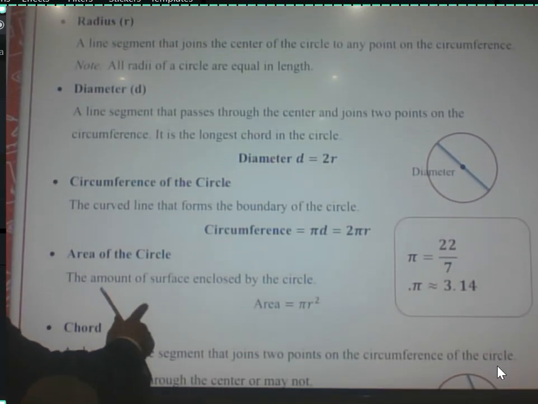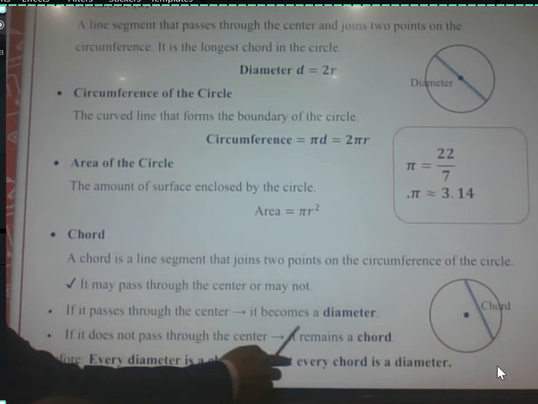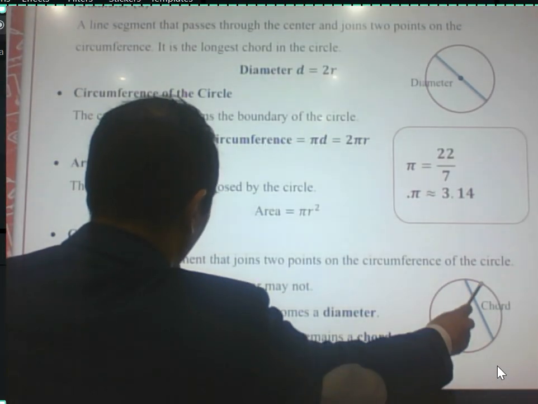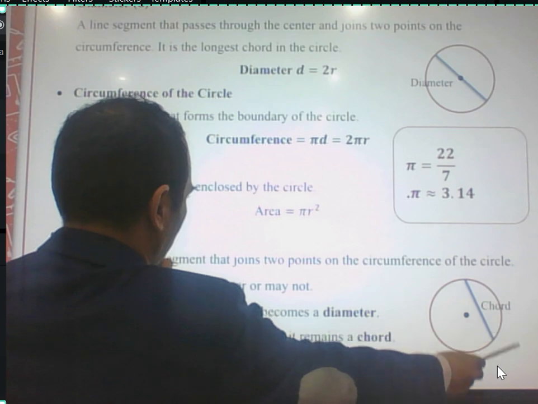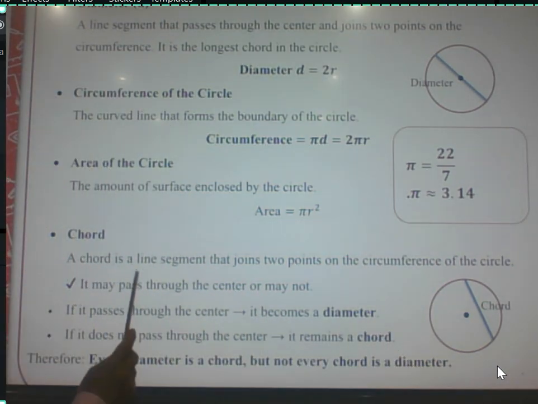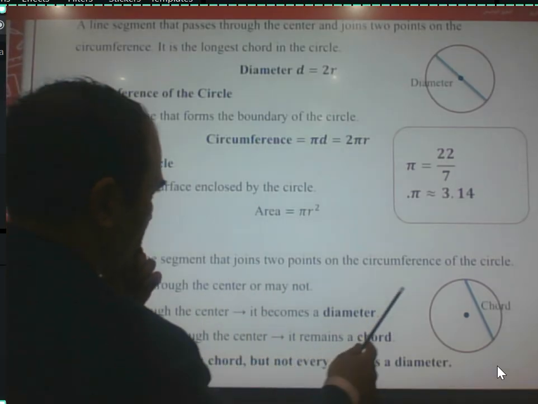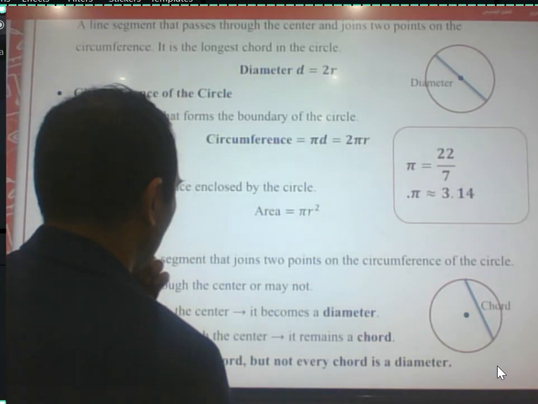And also I explain chord for 1 minute. You remember like this? We have here a chord. A chord is a line segment that joins 2 points on the circumference. Okay, we call it a chord. Here, a chord is a line segment that joins any 2 points in the circle.